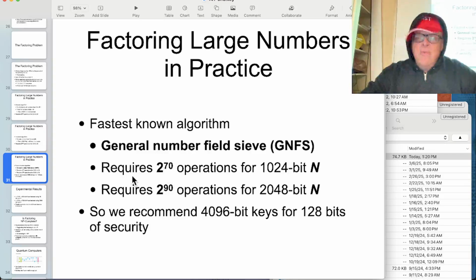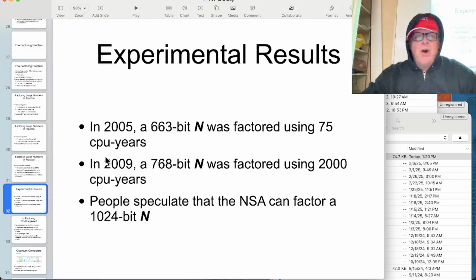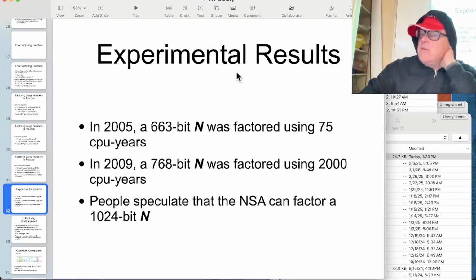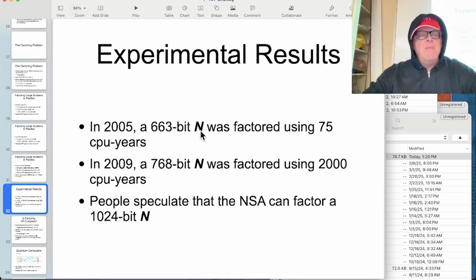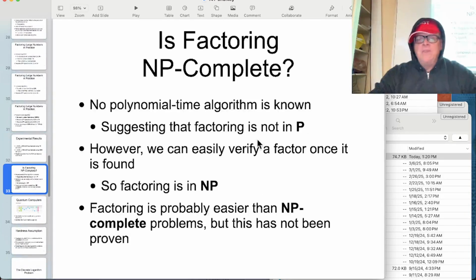But of course, quantum computers will blow this all out of the water. So that's the game. And here are the experimental results. In 2005, they cracked a 663-bit n. And in 2009, they cracked a 768-bit n. People speculate that the NSA can factor a 1024-bit n because they have secret computers. So this is the issue. That's why you probably have to quit using 1024 bits. You should be using 2048. Within a few years, you should be using 3072. And that's the current state of the art.